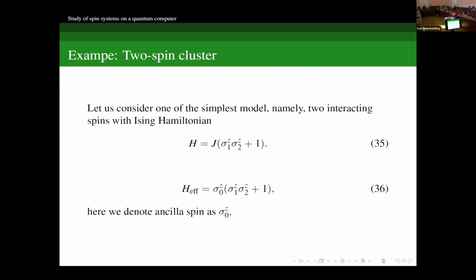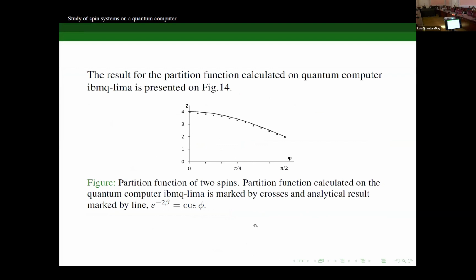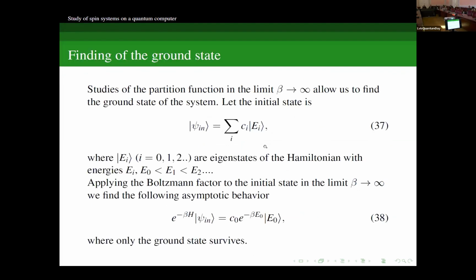for a very simple model. It's a two spin system, now more simple, only 2, not 3. But here we use an ancilla qubit, and the idea is the following: using this effective Hamiltonian, when we consider the trace over the ancilla qubit of this unitary operator, we obtain the Boltzmann factor. So we obtain a mixed state which corresponds exactly to the Boltzmann factor. What is the result? The result is here. The solid line is the partition function, and these crosses are the result from quantum computers. Beta is related to temperature, inverse temperature. Very good result. But more interesting, the possibility to find the partition function gives us the possibility also to find the ground state.